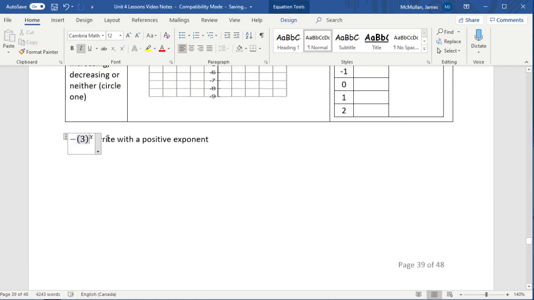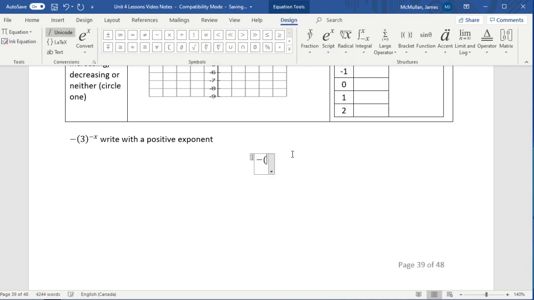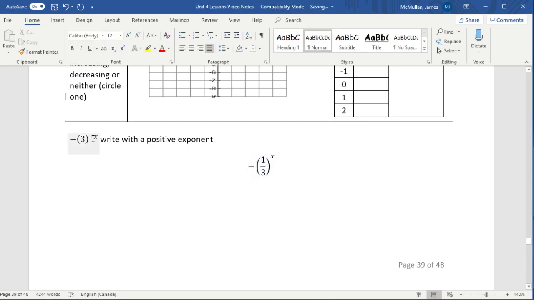Okay. If you want to write this with a positive exponent, the negative down here doesn't change. The exponent becomes positive, and the 3 becomes a 1/3. Right? That's how the negative exponent becomes positive. You flip the base over. So instead of 3 over 1, it's 1 over 3.